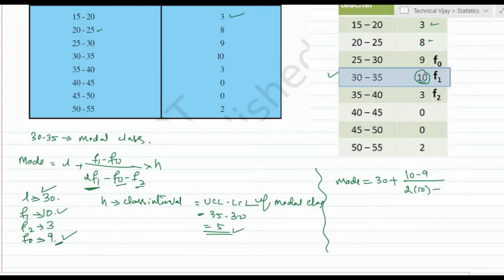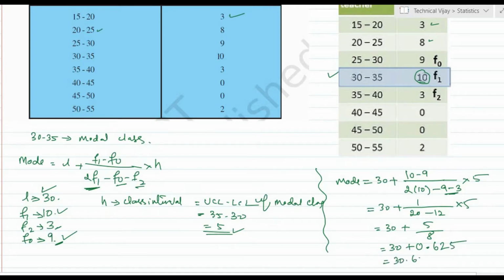F0 means 9, F2 means 3, 9 minus 3, into H, which is 5. This is equal to 30 plus 10 minus 9 is 1, divided by 20 minus 9 minus 3, that is 12, into 5. This is equal to 30 plus 5 divided by 8. Dividing 5 by 8 gives 0.625. This is equal to 30.625. This is the mode.